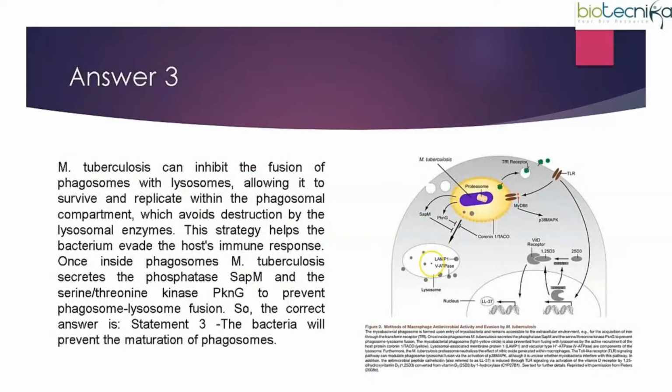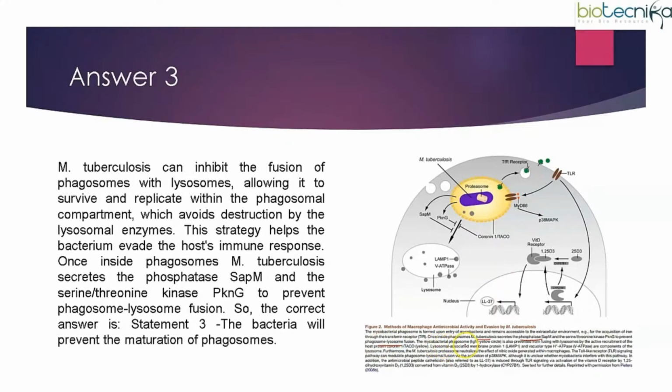If you see this figure over here, once it is internalized through phagocytosis and is inside phagosomes, this Mycobacterium tuberculosis will secrete enzymes like phosphatase and certain other enzymes like serine threonine kinase to prevent phagosome-lysosome fusion.